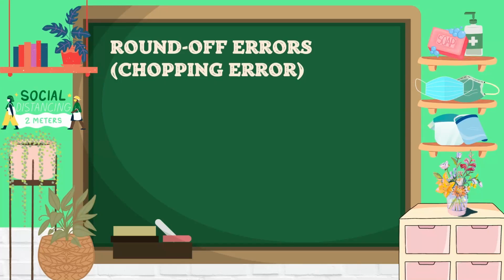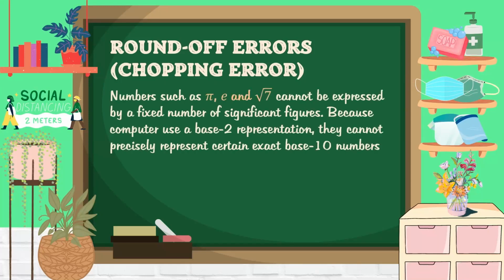So next is round-off error or chopping error. Numbers such as pi, e, and the square root of 7 cannot be expressed by a fixed number of significant figures. Because computers use a base 2 representation, they cannot precisely represent certain exact base 10 numbers.